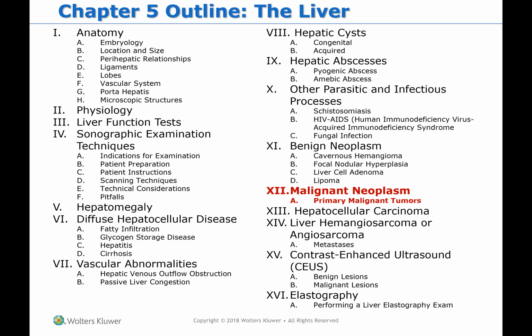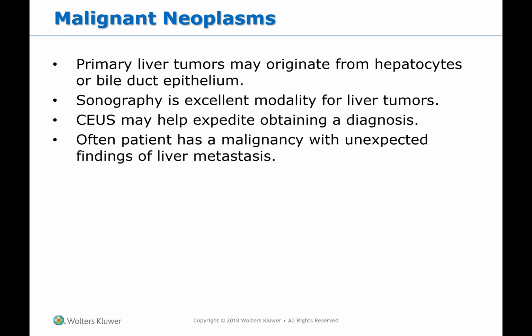Malignant neoplasm. I should not be singing about this. No. Okay, so primary liver tumors may originate from hepatocytes or bile duct epithelium. Sonography is an excellent modality for liver tumors. Contrast may help expedite obtaining a diagnosis, and often patients with malignancy have unexpected findings of liver metastasis.